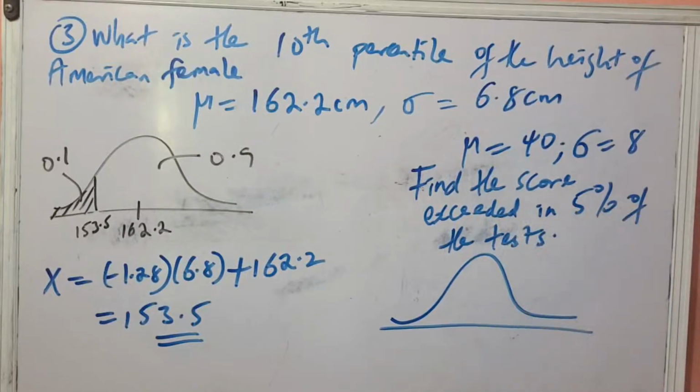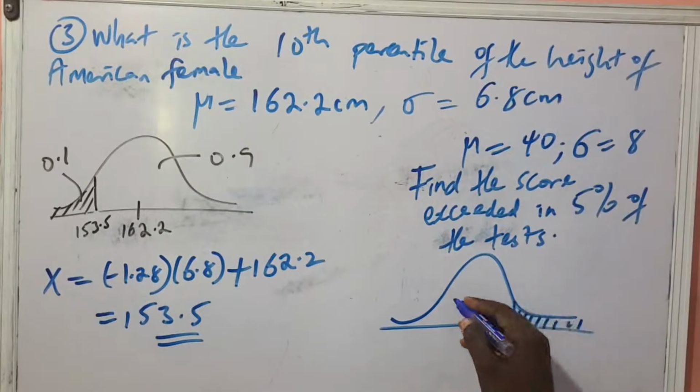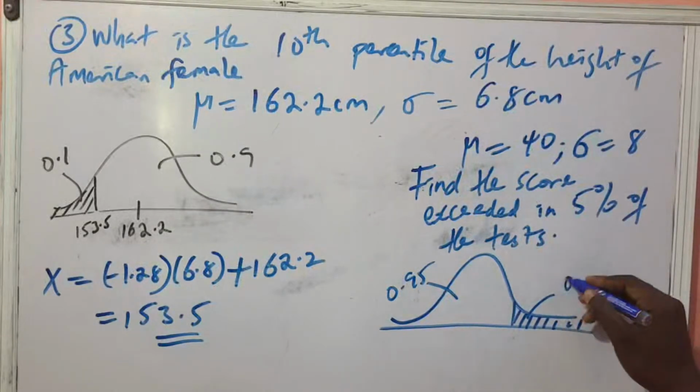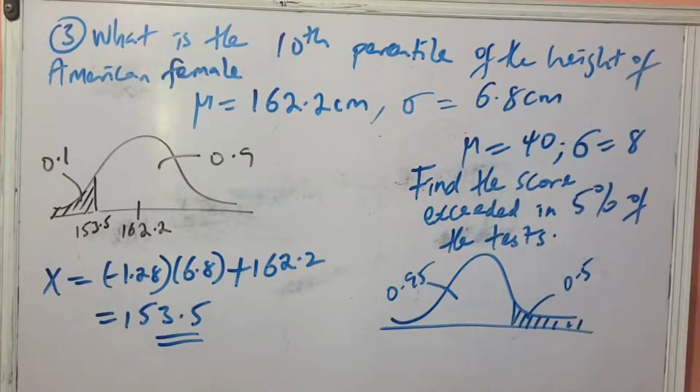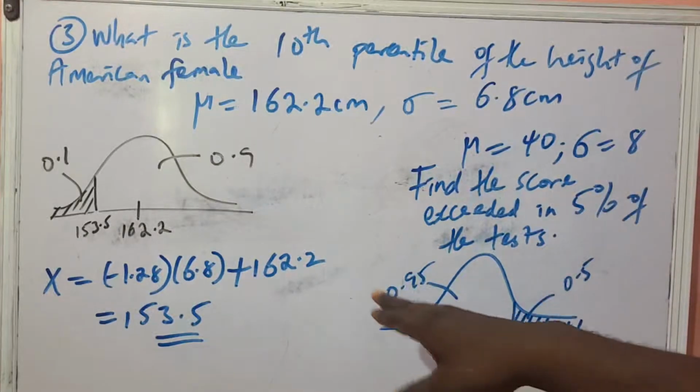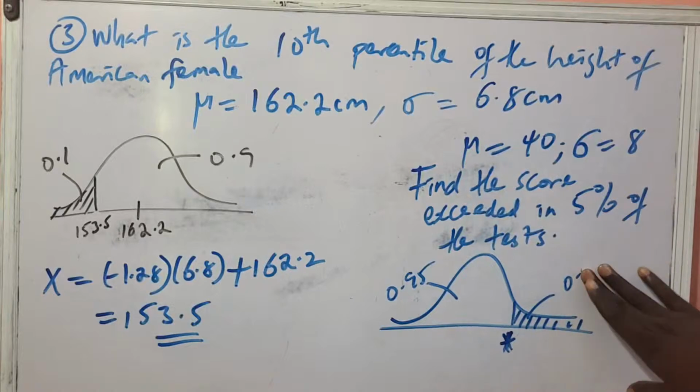If you want to draw this on the diagram, let me tell you what it's going to mean. I'm going to take this place as 5%, and I'm going to take this place as 95%. That will be 0.95, whereas this place will be 5%, that will be 0.05. Now, look at the meaning of this. Find the score exceeded in 5% of the test means find the score that 5% of the people exceed. A score here such that 95% of people do not exceed that score.